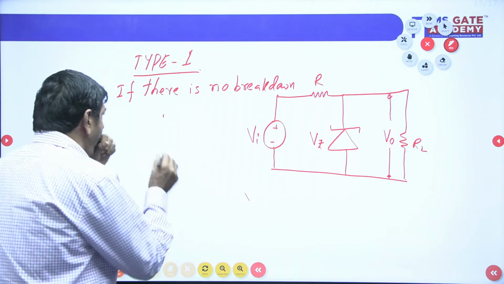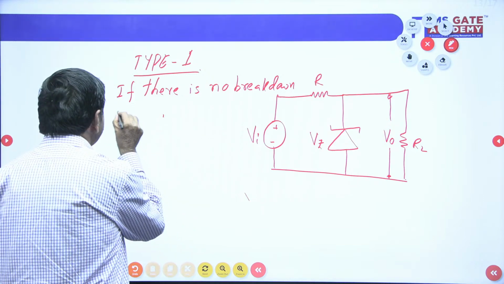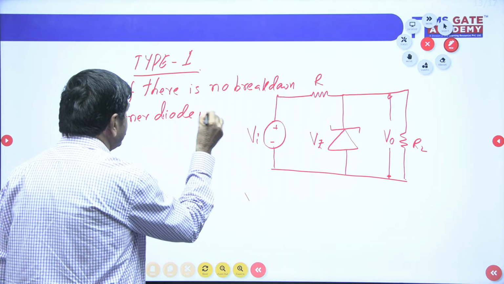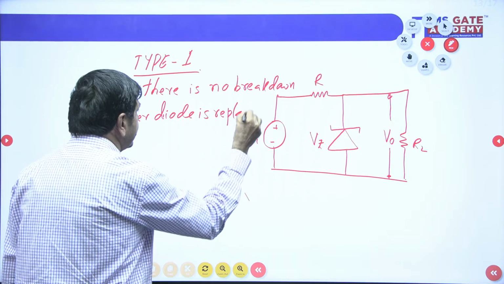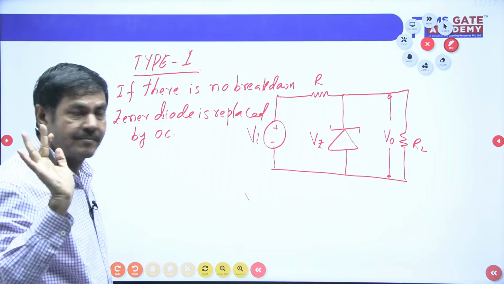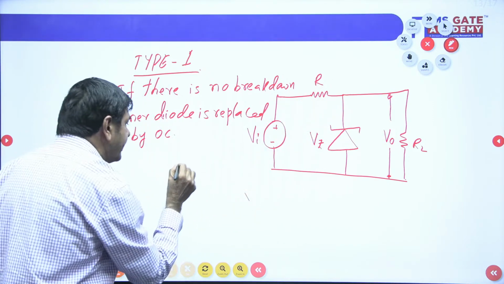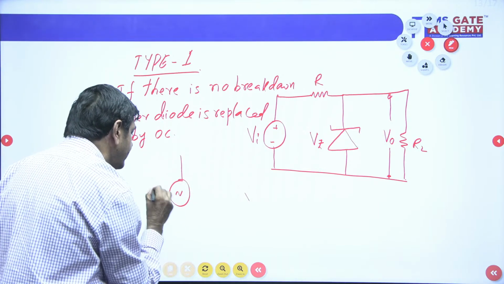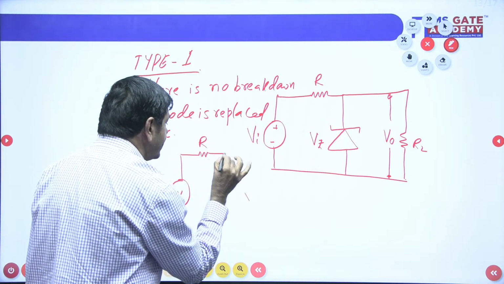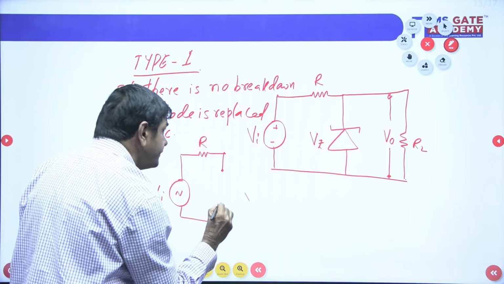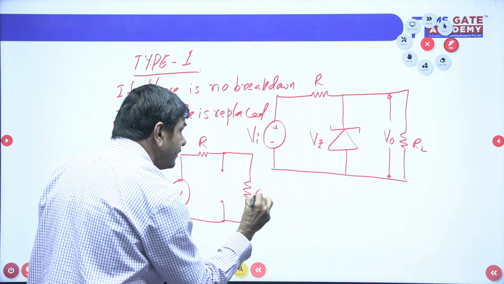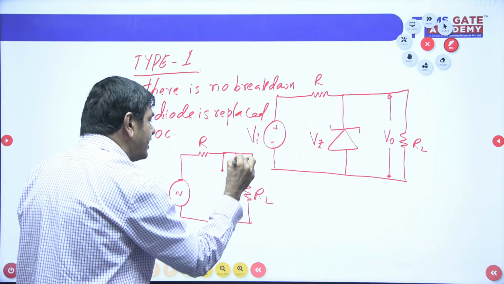At that time, the Zener diode is replaced by an open circuit. The same work is required in the problems, but here it is an open circuit. I connected the source VI here. This is the VI I kept. Resistance R is existing, that I placed as is. The Zener is open circuited here. The load is to be connected as is. The voltage across this RL is to be taken as the V naught value.